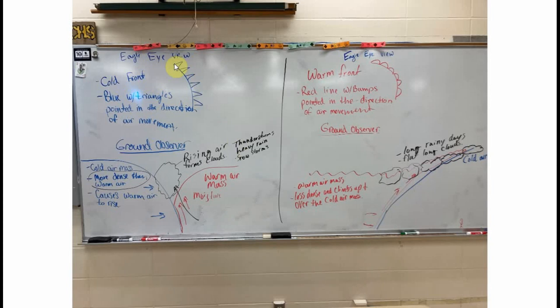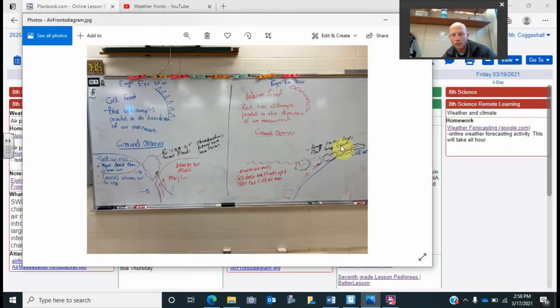So here's our cold front. Our cold front is represented on a map. So eagle eye view, this is if we're looking down upon it from like an airplane. And then, can you guys see me? Okay. It says blue with triangles pointed in the direction of the air movement. And then this is if we're a ground observer.